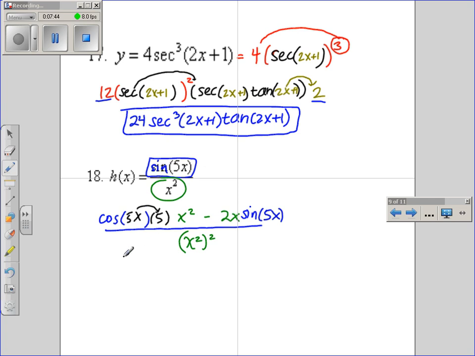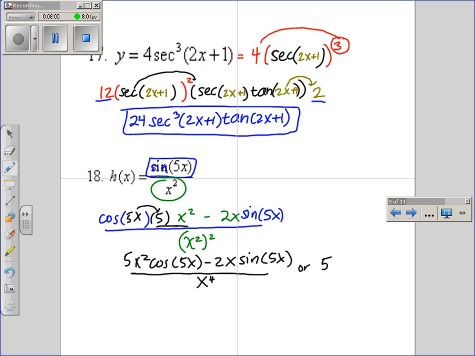So if we clean this up, we have 5x squared cosine of 5x minus 2x sine of 5x over x to the 4th. Or you could factor out an x from each one of these and do 5x cosine of 5x minus 2 sine of 5x all over x cubed. You factor out an x from each thing. You have to be able to have an x here and here to be able to do this.